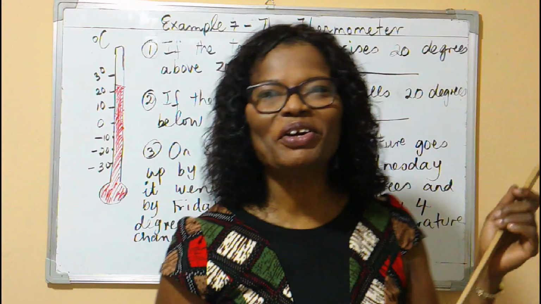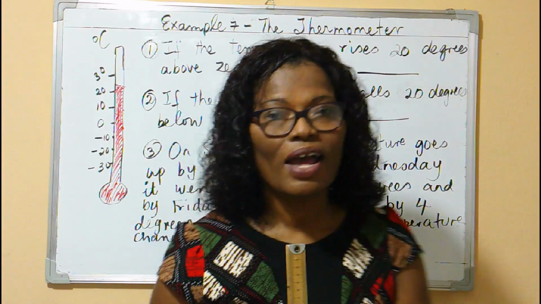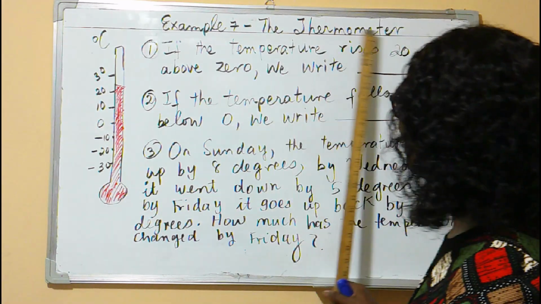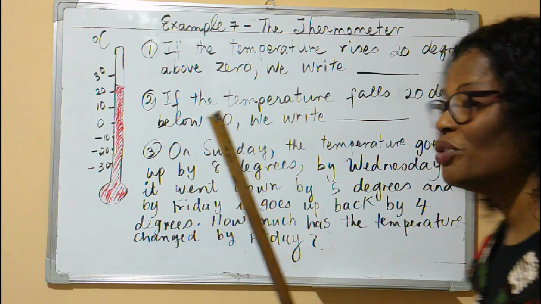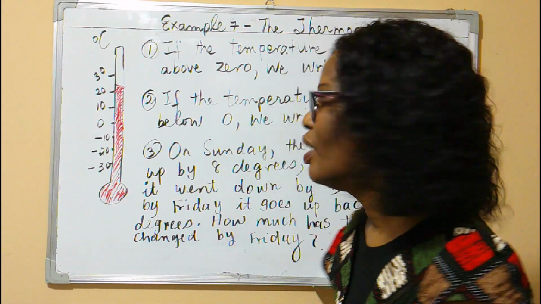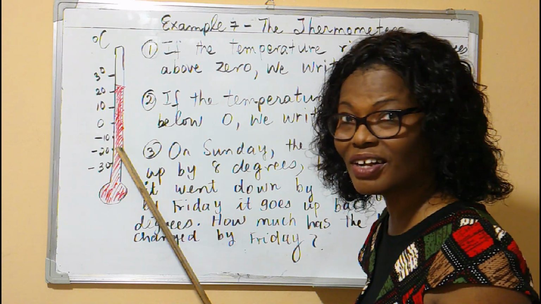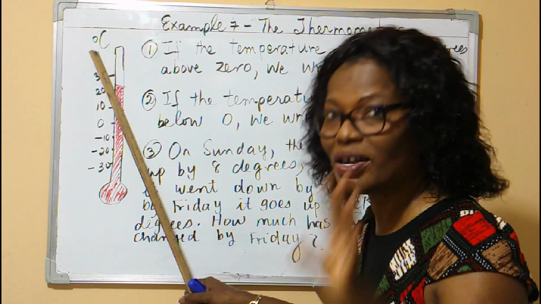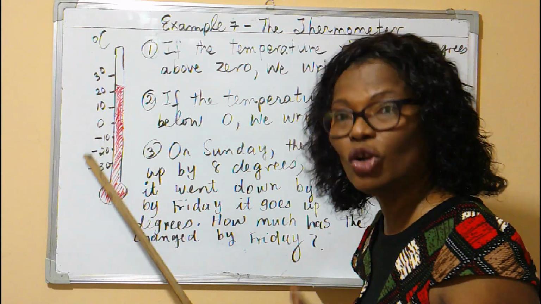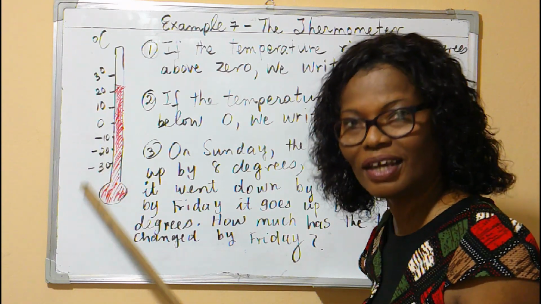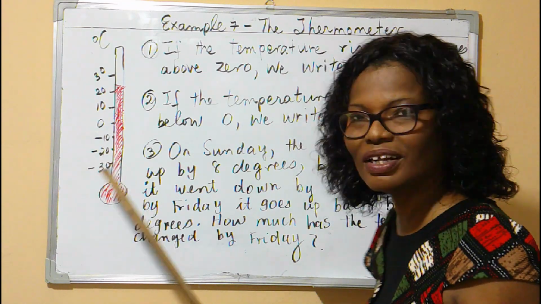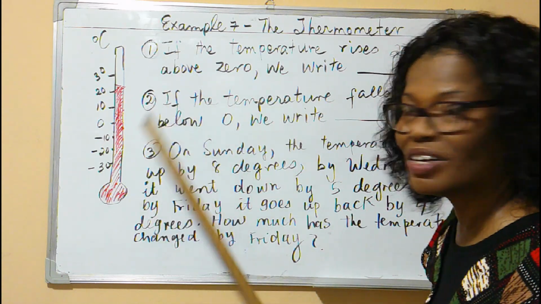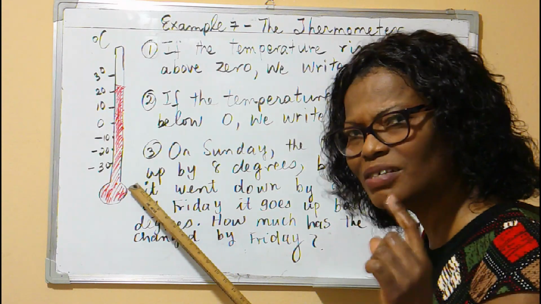Okay, so we're going to be looking now at example 7, and this time we're going to talk a little bit about the thermometer. Did you know that the thermometer is also like a number line? Can you see it for yourself? Here is 0. Numbers above 0 are positive numbers. Numbers below zero are the negative numbers. So here's a little quiz for us to do together. There are 3 questions. Number 3 is a little bit more challenging.